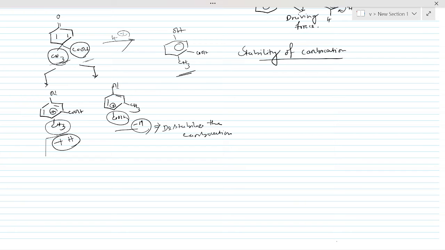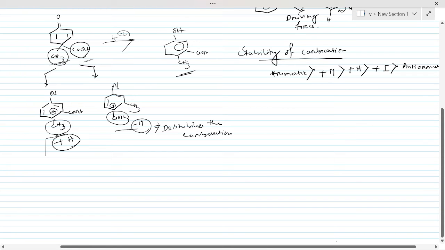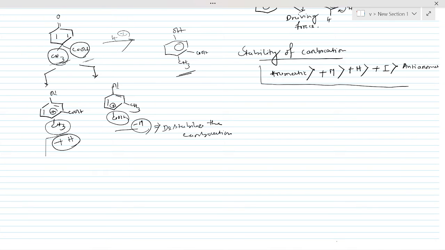Okay, so now what you have to keep in mind is the stability of carbocation. What is the order of stability of carbocation? Any aromatic ring stabilizes the carbocation most, then any group showing plus mesomeric effect, then any group showing plus hyperconjugation effect, then any group showing inductive effect, then your anti-aromatic one. So this is the order you have to keep in mind to determine the stability of carbocation.